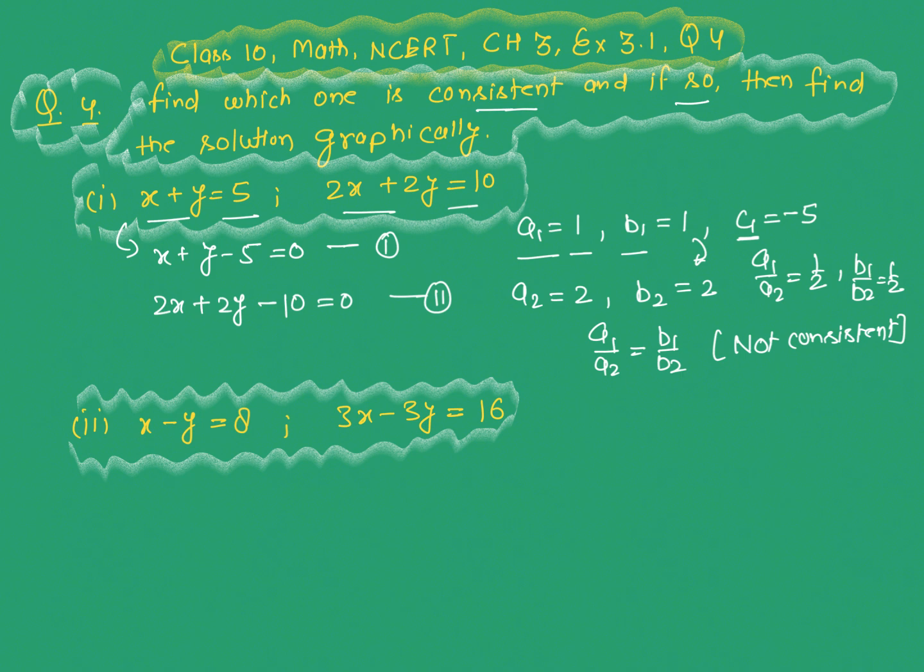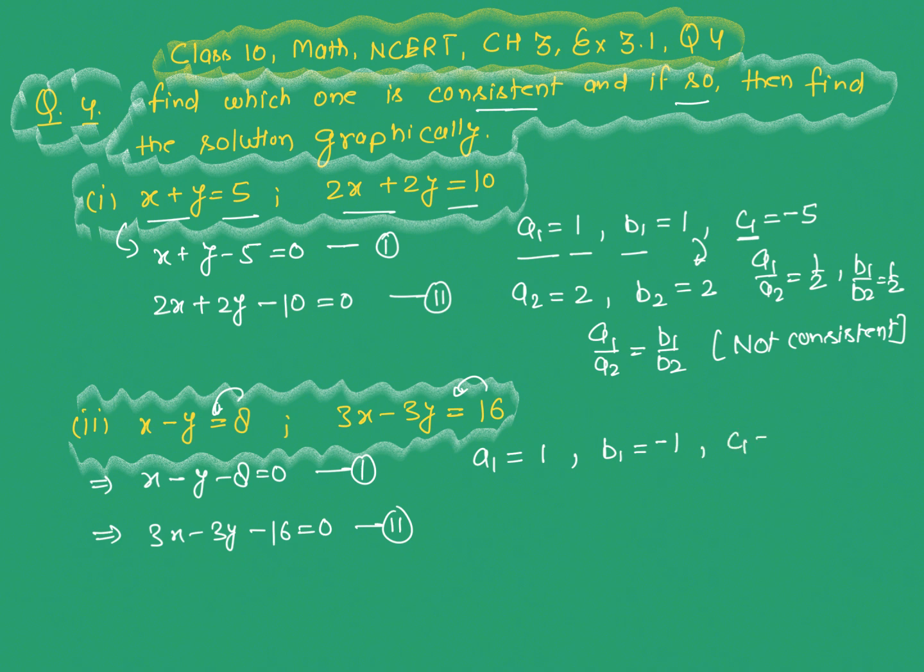Now let's look at the second question. So we will simplify it. x minus y minus 8 equals 0, first equation. Second equation would be 3x minus 3y minus 16 equals 0. What we have done, we have taken 8 to the left side, becomes -8, 16 to the left side becomes -16. So a1 equals 1, b1 equals -1 and c1 equals -8. Here a2 equals 3, b2 equals -3 and c2 equals -16.